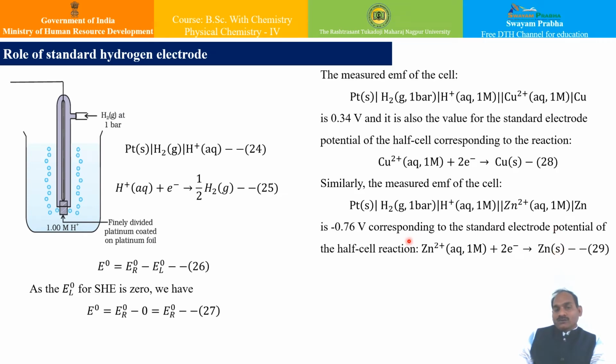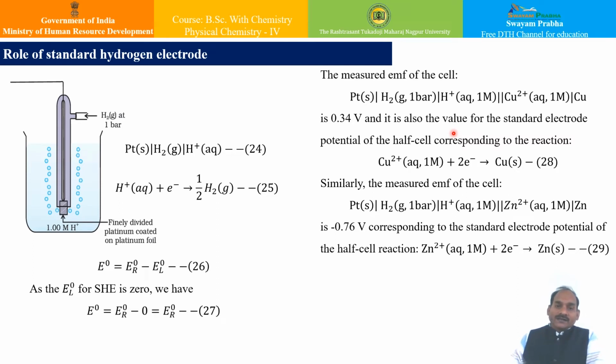If you look at equation number 28 and equation number 29, in the case of equation 28, the cell with copper, the positive value of the standard electrode potential, that is 0.34 volt, indicates that the copper ion gets reduced more easily than the hydrogen ions, and the reverse process cannot occur. That is, hydrogen ions cannot oxidize copper. Alternatively, we can say that the hydrogen gas can reduce the copper ion. This is the better way of saying it.